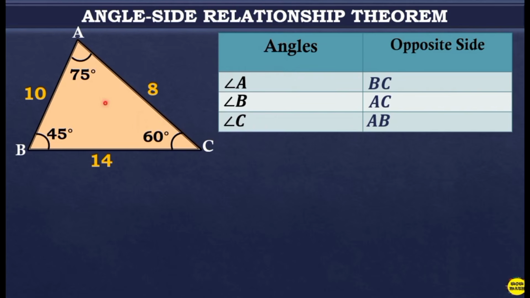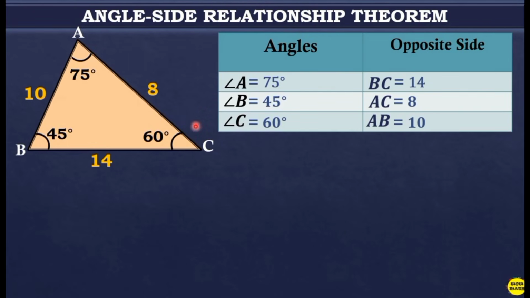Now, since the angles and the sides are given, can you give me the measure of angle A? The measure of angle A is 75 degrees. The measure of angle B is 45 degrees. Your angle C is 60 degrees. Let's proceed to our sides. The opposite side of angle A, BC, is 14. Your AC, which is the opposite side of angle B, is 8. And for AB, which is the opposite side of angle C, we have 10.